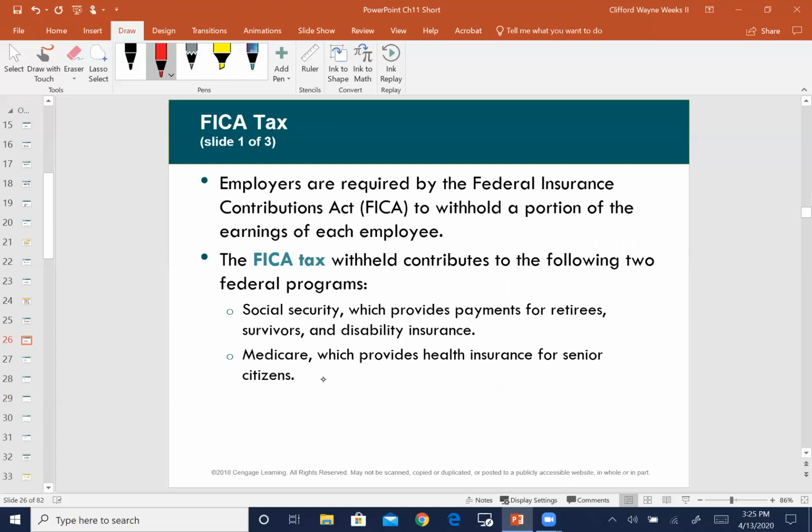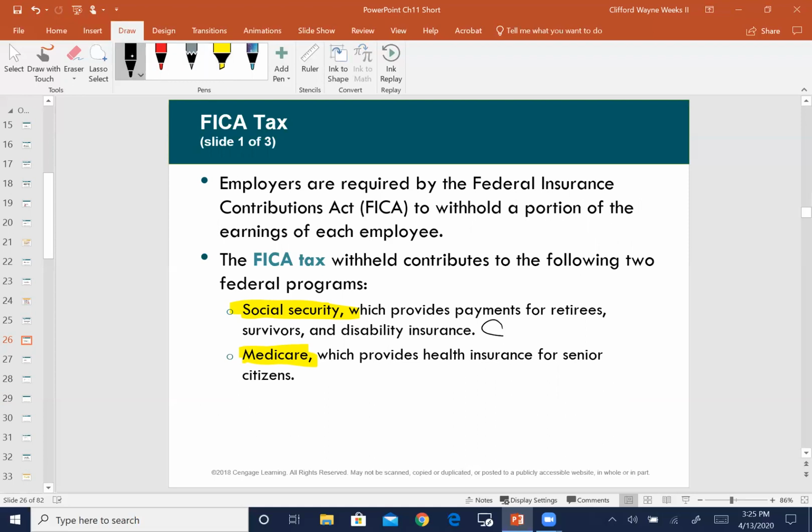Next, there is this thing called FICA tax. It stands for Federal Insurance Contribution Act. But what's kind of interesting about this is it's broken into two parts. There's the Social Security portion and Medicare. Let me erase all that. And so it's broken into two parts.